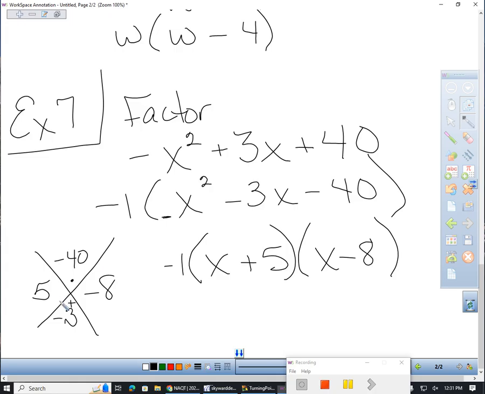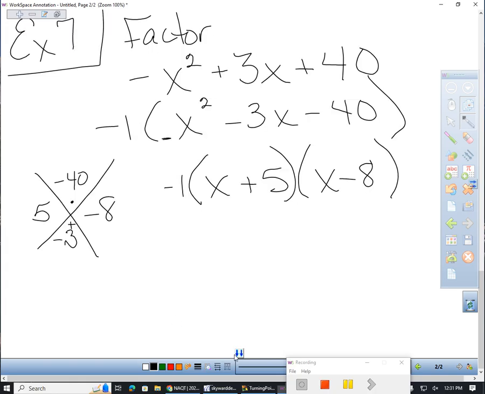All right, so if you're struggling with the x, if this top number is negative, that means your signs have to be different, okay? So then you go through all your factors. 1 times 40, 2 times 20, 5 times 8. Is there any other ones? I don't think so. Oh, 4 times 10. Yeah, 4 times 10. So then, since one sign has to be the opposite, you have to look to see which one subtracts to give you 3. That's all it is. Right there. Okay?